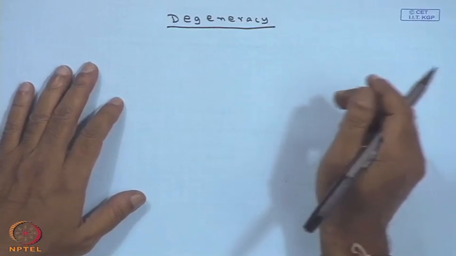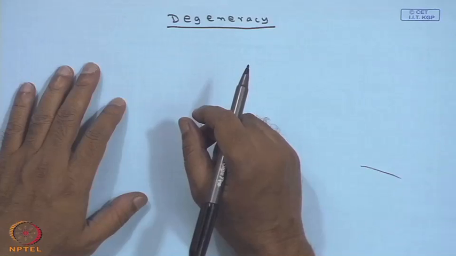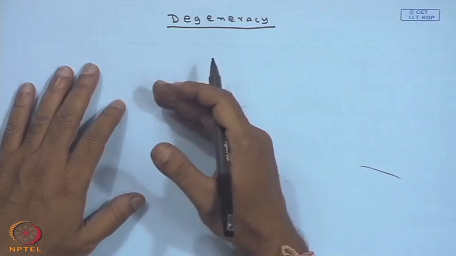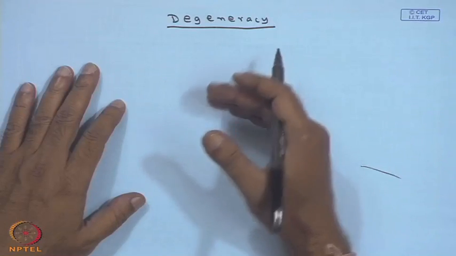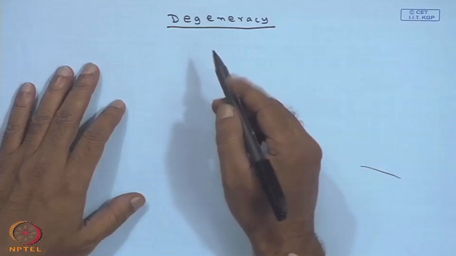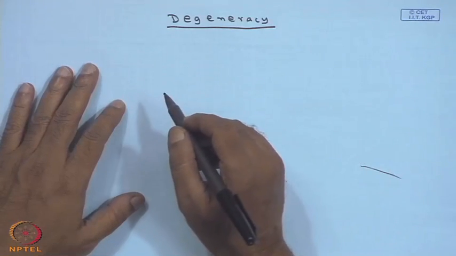Usually, we say that degeneracy occurs whenever one or more constraints are redundant. Whenever one or more constraints are redundant, then we say that degeneracy will occur. We will see how it is redundant when we go to the example.